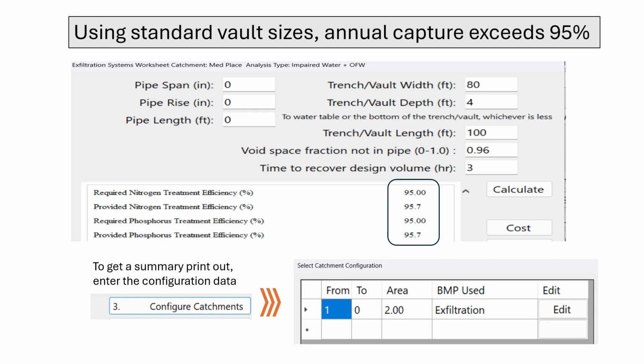To obtain a summary printout of your results, you simply need to enter your configuration data into the system.